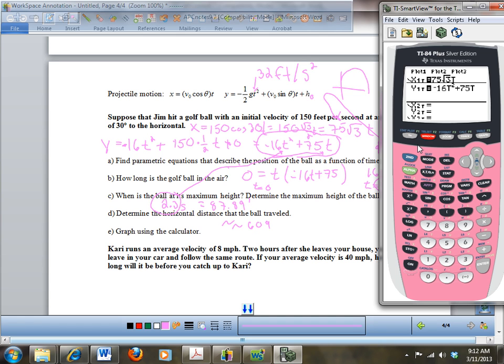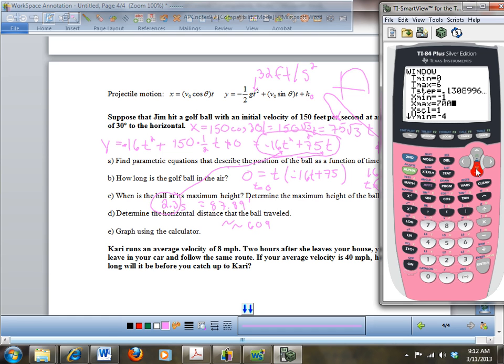Because you have to mess with the window. I know that it's going to take about 6 seconds, so this is where you have to think a little bit. Let's set Tmax at 6. T-step, I'm going to keep small. X-min, I'm going to set at -1 so I can see my axis. X-max, you know it goes 609 feet, so let's put in 700 feet.